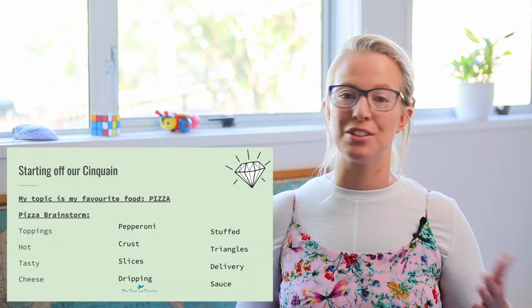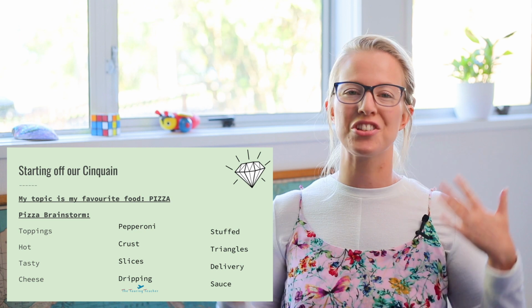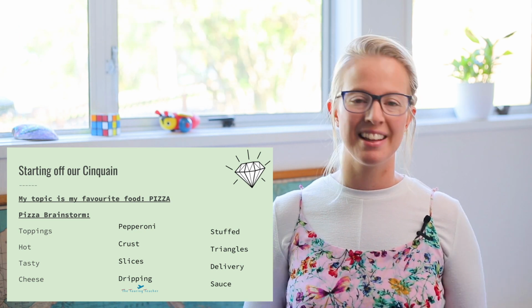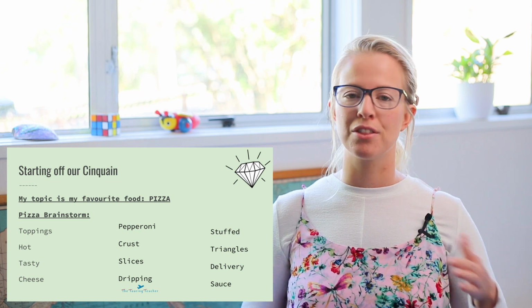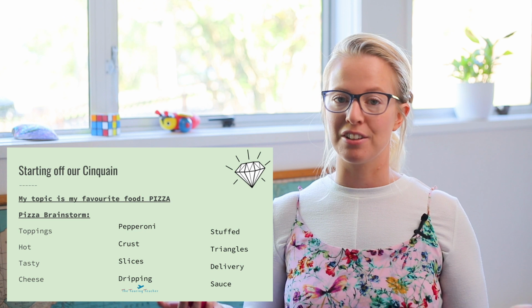So what we need to do when we've written our topic is we need to take all the ideas we can think of about that topic and brainstorm it so we can help us when we're writing our poem. So the topic that I have chosen is about my favorite food, which is pizza, because I know a lot about this subject. So when I wrote my brainstorm, I thought of as many words or as many ideas about pizza that I could think of.